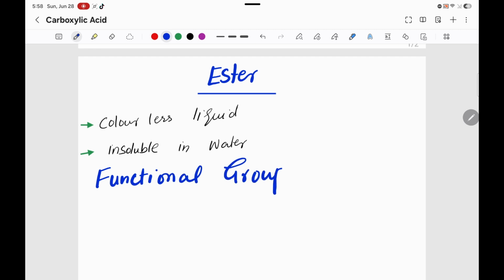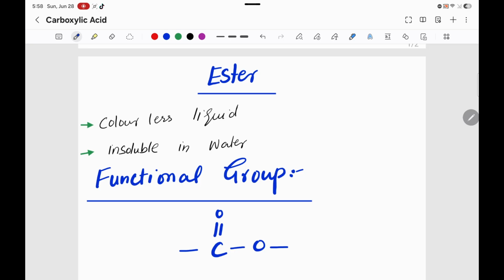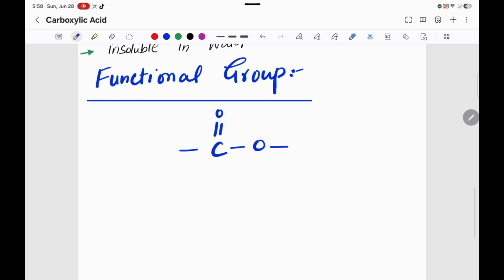Okay. What is the functional group of the ester? That is C double bond O, and on both sides we have to attach a carbon atom. These carbon atoms could be the same and they could even be different. The formation of the ester is called esterification.